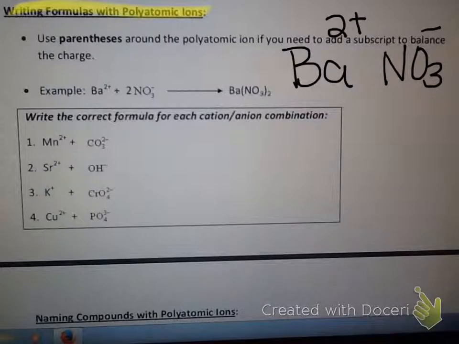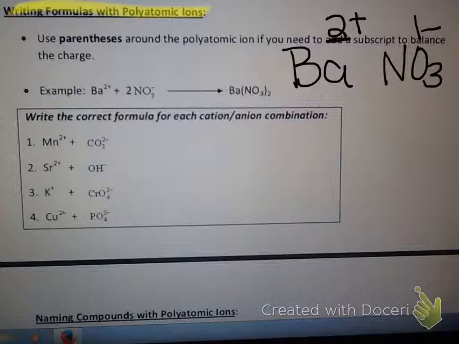NO3 -1. We'll just put a negative there. We see that the charges don't balance out. We have a +2 for the cation and a -1 for the anion. We know that we need a total of +2 and -2 to balance the ionic compound. So you could crisscross if you wanted to.